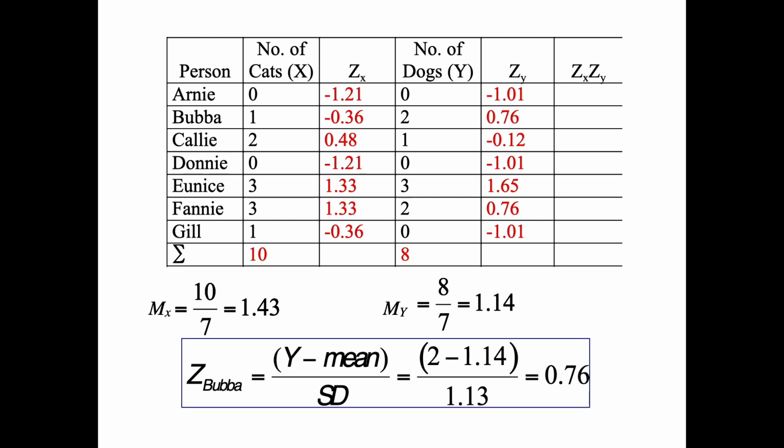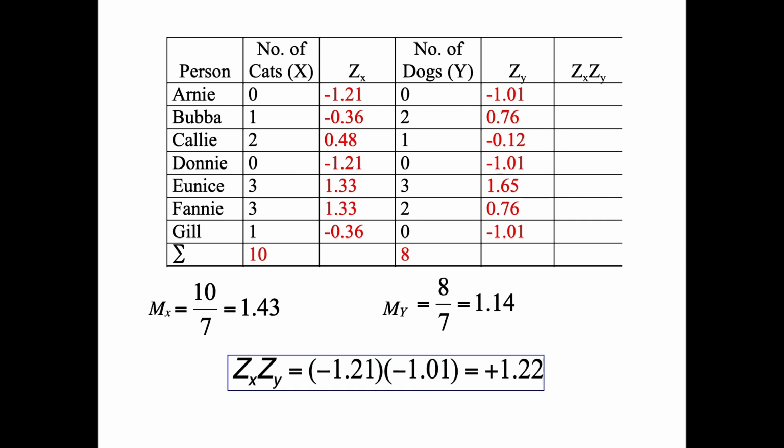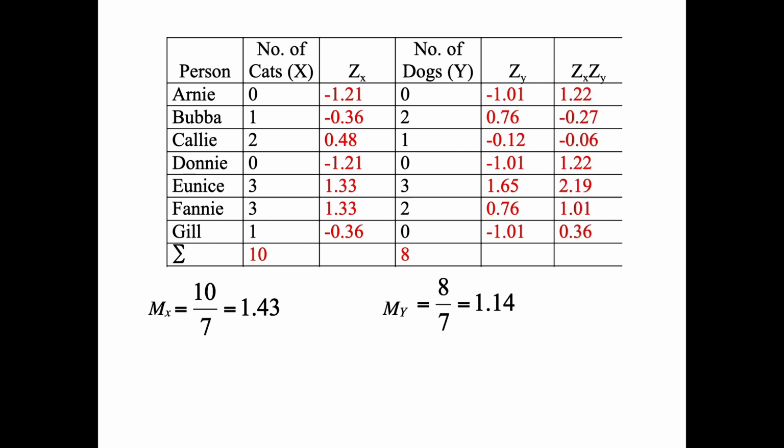And what's left to do is the cross product, where I'm going to go ahead for each person, take their z-score on the x and multiply by their z-score on their y. So for Arnie, I'm going to take minus 1.21, multiply it by minus 1.01, and because it's a negative number times a negative number, it's a positive number, and I get 1.22. And we just keep working our way down there.